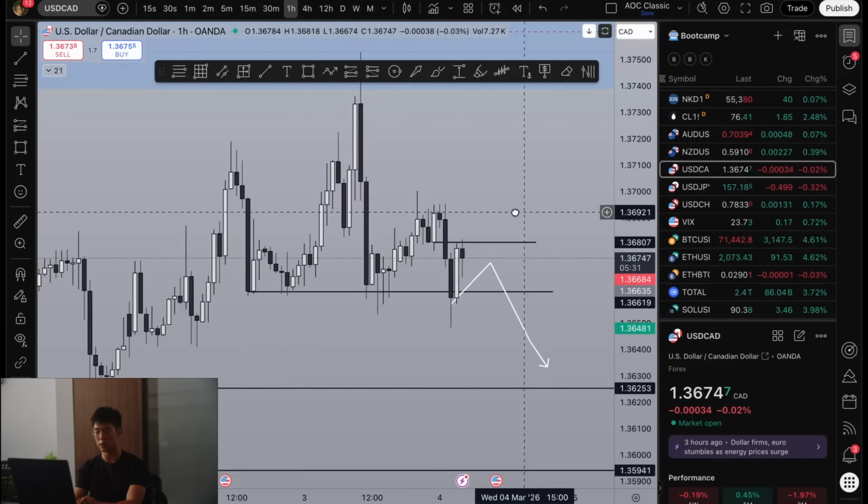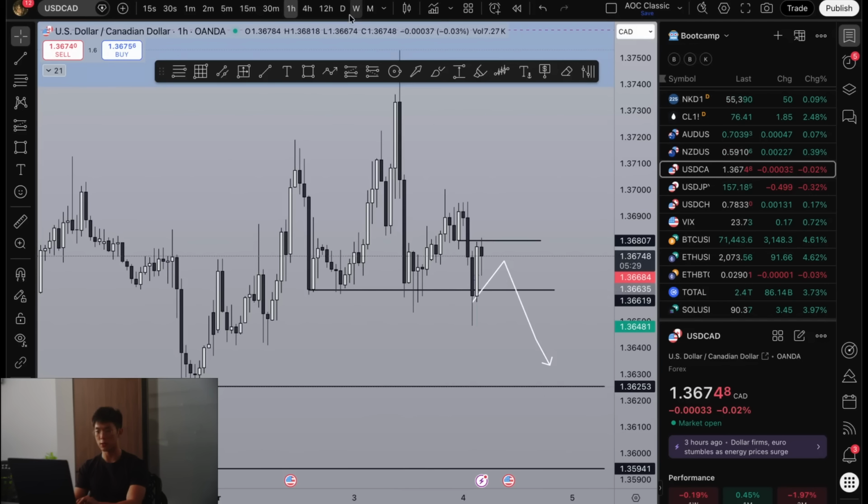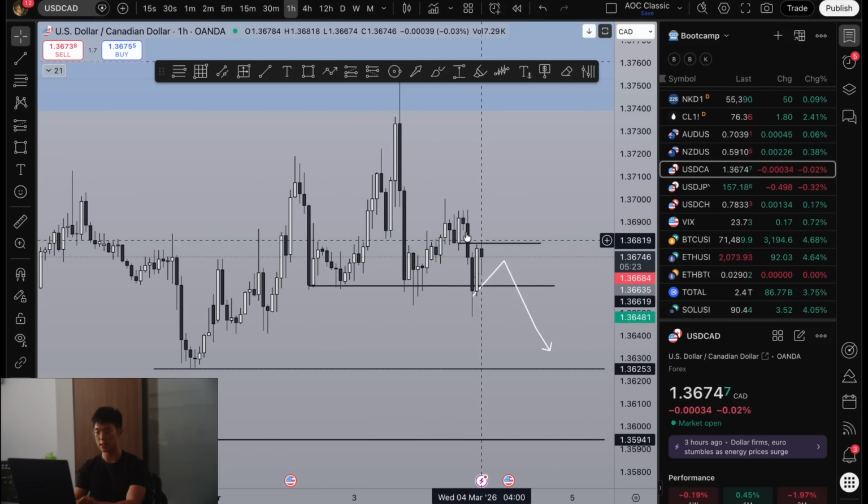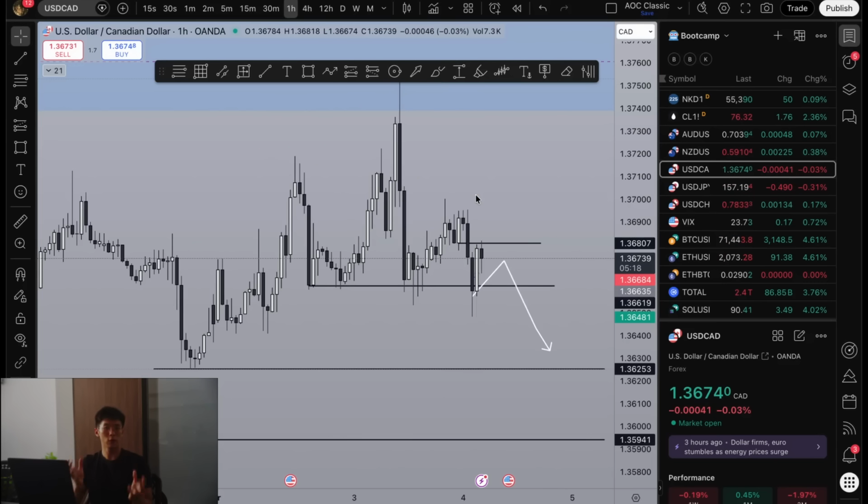The first one's going to be USD Canadian. Not only have you tapped into this higher time frame PD array, this higher time frame daily fair value gap, your daily bias is bearish as well. And secondly, you have a very clear formation of some sort of a head and shoulders pattern, which, if you know anything about patterns, is a distribution pattern. And distribution usually means downside.